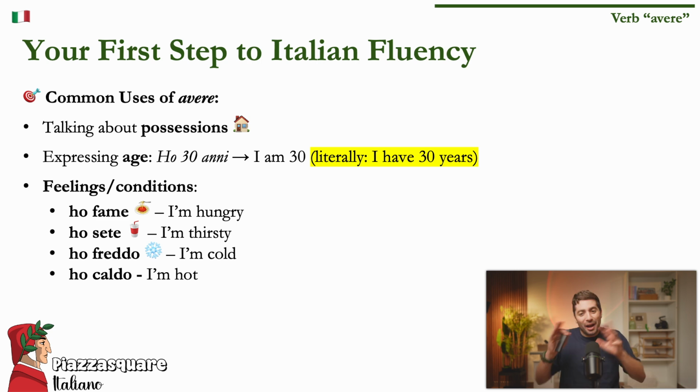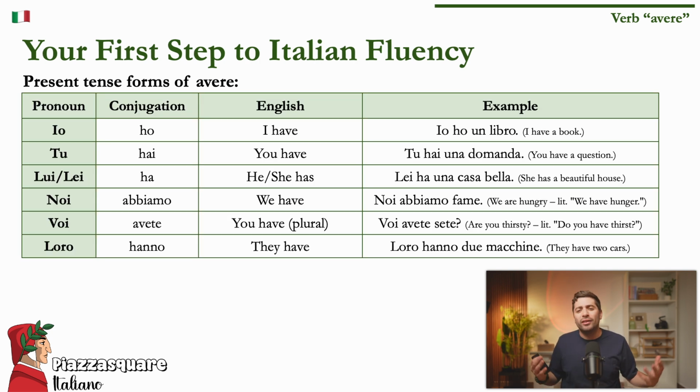Like essere, avere is also irregular, and it's just as important. Learning these two verbs together is like getting a superpower for Italian conversation. Here are the present tense forms of avere. Io ho, I have. For example, io ho un libro, it means I have a book.